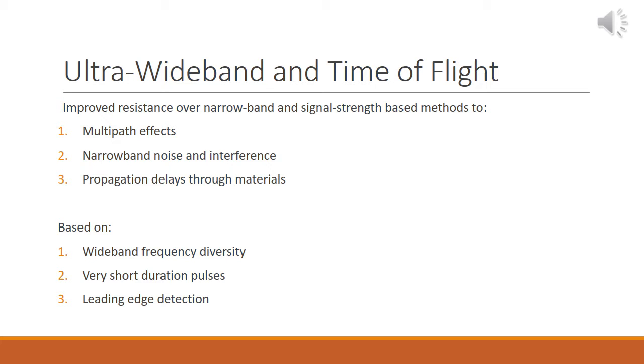And then there's leading edge detection. So the very first signal that gets to the receiver is really the timer for the time of flight, and slower signals that are slowed down by a propagation delay or a multipath bounce are going to arrive later than that clear line of sight first reception, which is going to be your most accurate result.